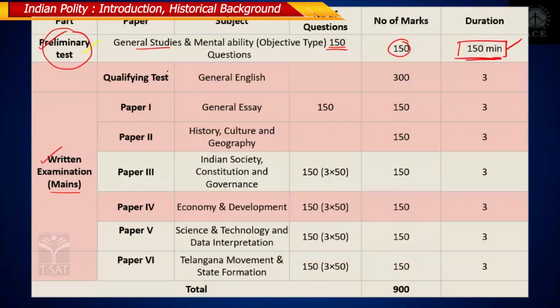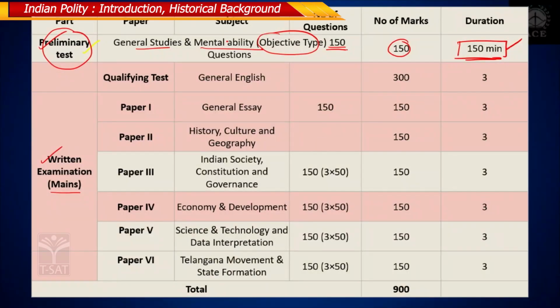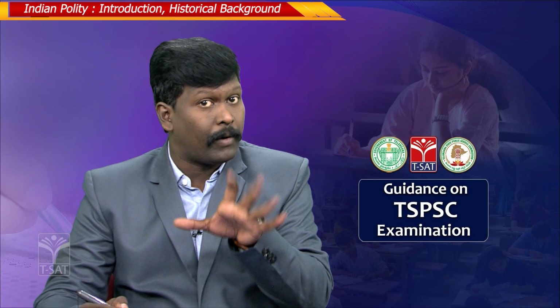And this prelims is called general studies and mental ability. All 150 questions here are only based on objective type MCQs, multiple choice questions. Now our 15 sessions or our classes in the future will be useful for you directly in the prelims. What are the topics which we are going to cover in the prelims?